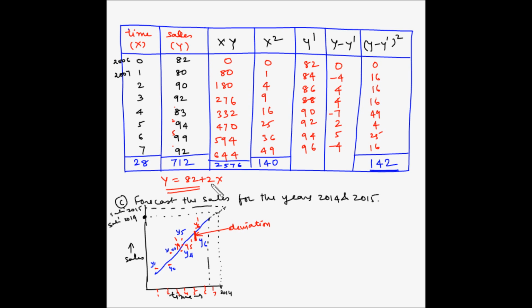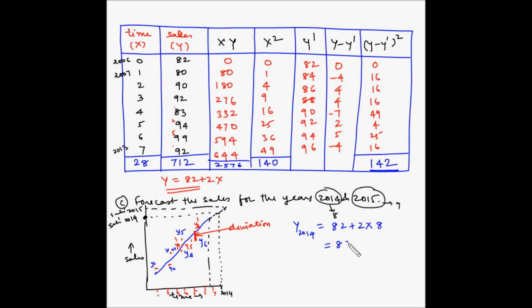Now we have this equation here. So basically what we are doing is we are putting the value of x and we are getting y. So 2013 was represented as 7 here. So we'll consider 2014 as 8 and 2015 as 9. So let's plug in these values of x in this equation, which is the equation of the regression line. So y for 2014 is equal to 82 plus 2 into x, which is 8. So this is equal to 82 plus 16, which is equal to 98. So again, this value is in millions of dollars, so $98 million is the forecast for 2014.